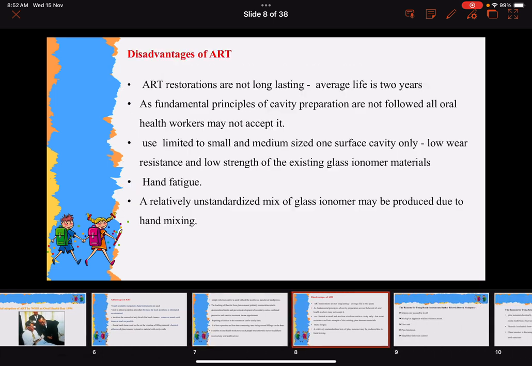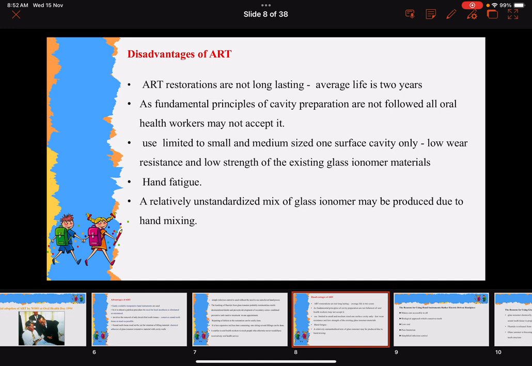Now, if it is so advantageous, why are we not using it extensively? Because of some of the disadvantages of ART. What are the disadvantages? ART restorations are not long lasting. One of the most important disadvantages of ART is that it is not that long lasting. Average life is only 2 years.